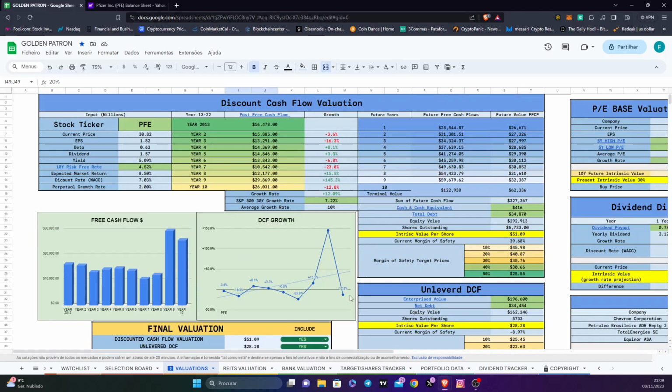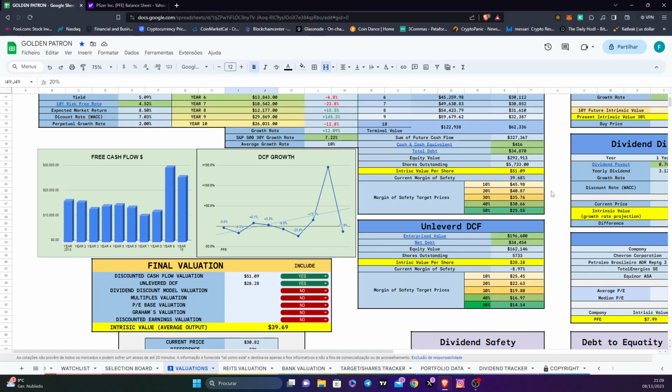So that's how you find the intrinsic value of two companies. I will be showing how to find the intrinsic value of the other valuations next time.